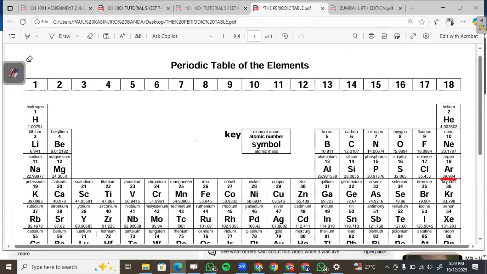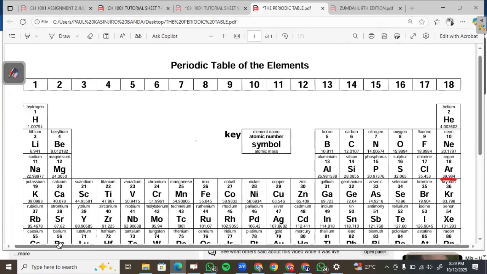All elements in group 1 here have 1 valence electron. Those in group 2 have 2. Those in group 3 have 3 valence electrons. Those in group 4 have 4 valence electrons. Then on group 5, it will be 5 valence electrons.